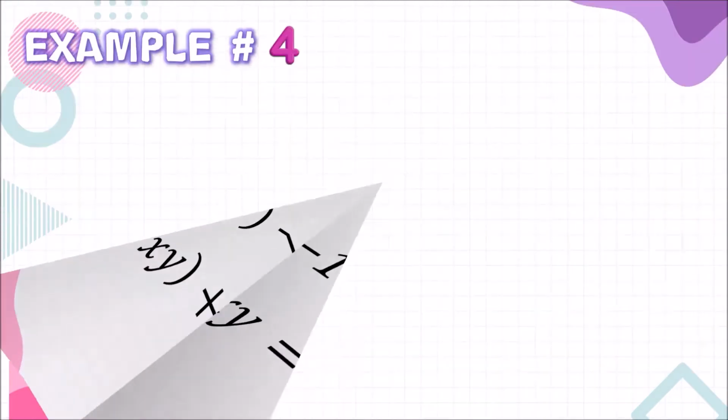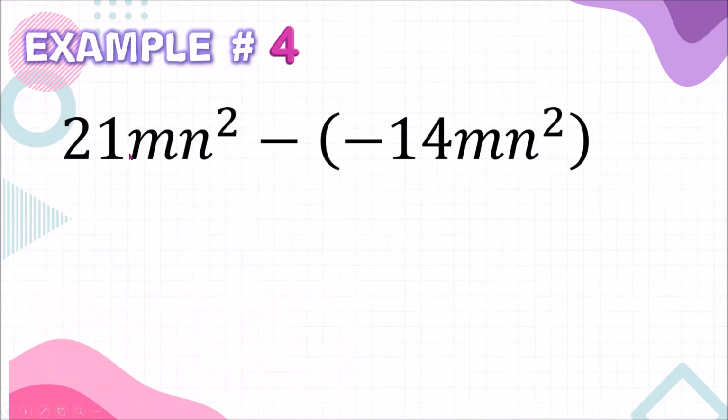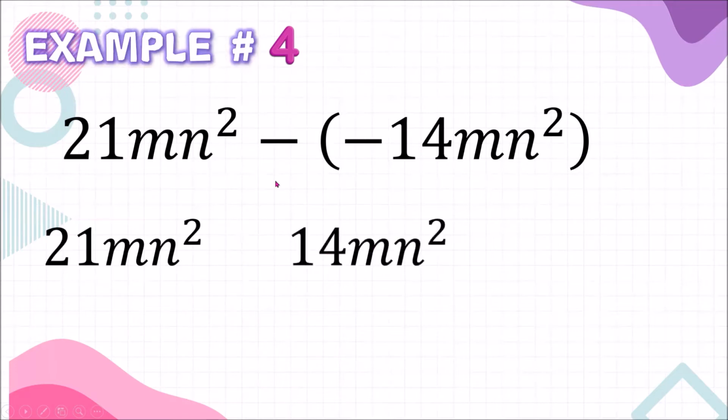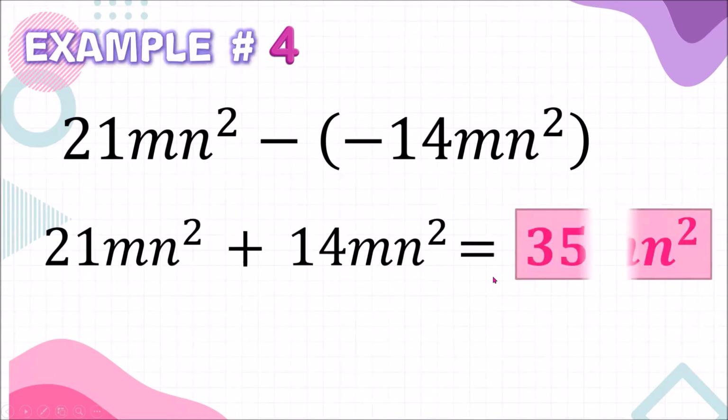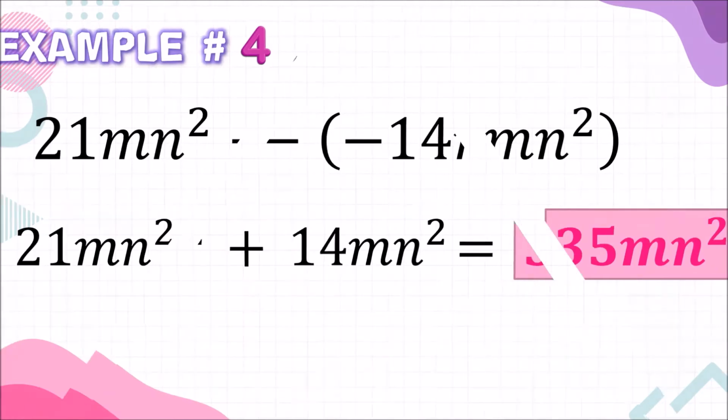Okay, next example 4. We have 21mn squared minus negative 14mn squared. So just copy the first 21mn squared. Negative 14mn squared will become positive and then proceed in addition. So now let's add. So common variables mn squared and then 21 plus 14 we have 35. So 35mn squared.